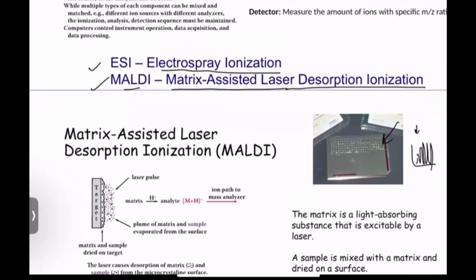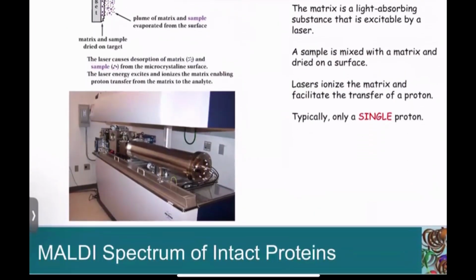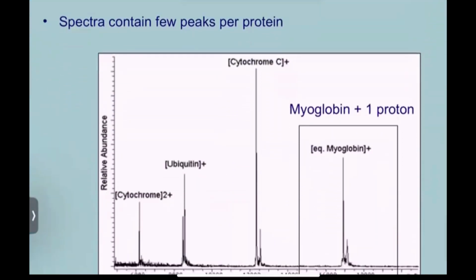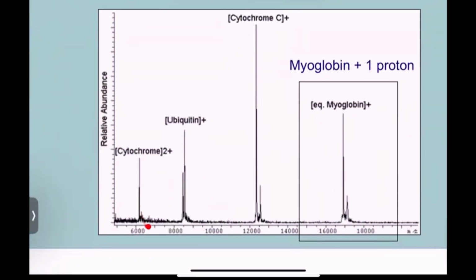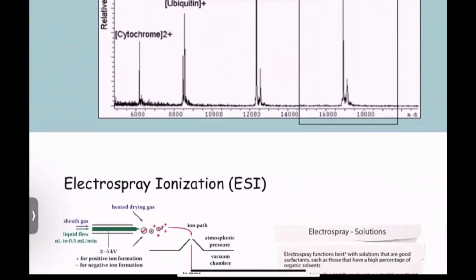Typically, it produces mostly singly charged ions, H plus ions, which simplifies spectrum interpretation, because when you know that all the charges are plus one charge only, then it's easy for you to identify the molecular weight. MALDI is often well suited for analyzing large molecules like proteins, peptides, polymers with high sensitivity. And this is how the spectra of MALDI looks like. Relative abundance versus mass to charge ratio.